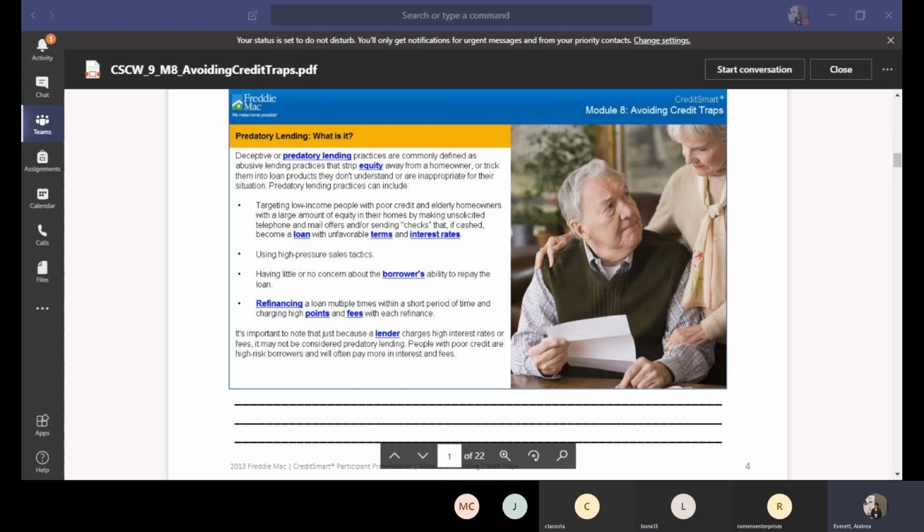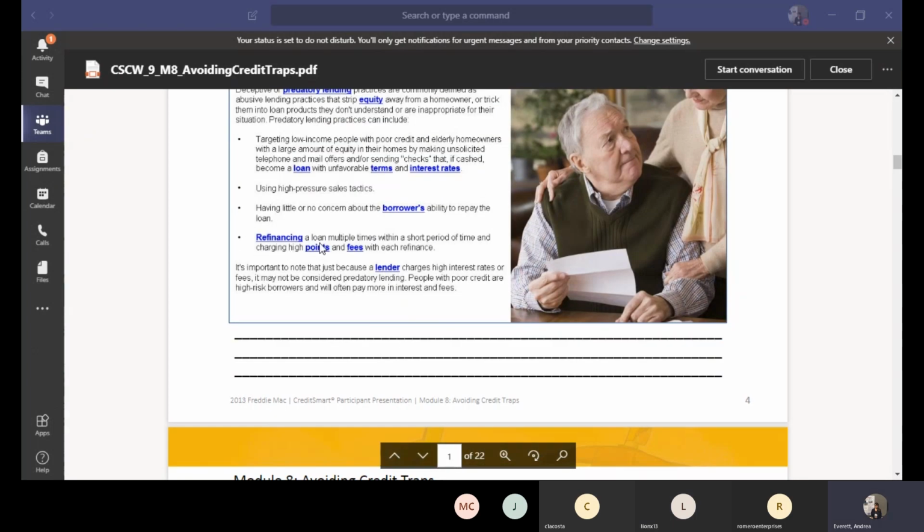That's going to be better for you. Terms and conditions that are going to be better for you, but there are some costs associated with that. Okay. So here we're talking about refinancing a loan multiple times within a short period and charging high points and fees. So points, just to define that, are a one-time charge by a lender to lower the interest rate of a loan, and 1 point is equal to 1% of the loan amount. So they'll charge you with that to refinance, and then your fees, just any charge that they have for that.